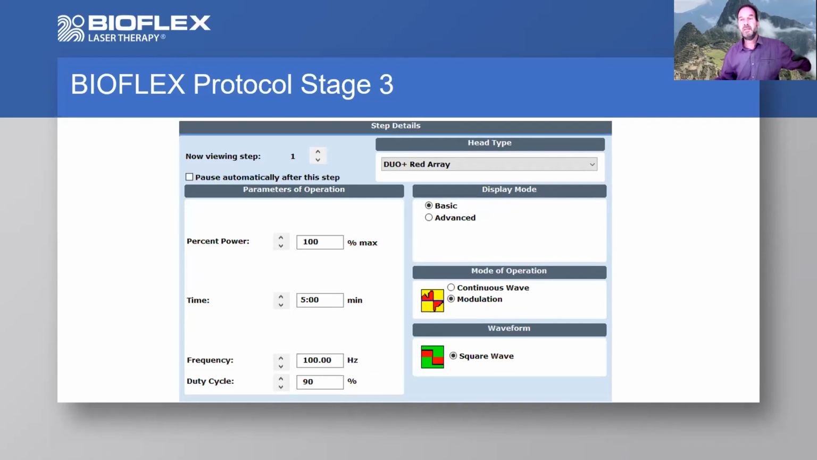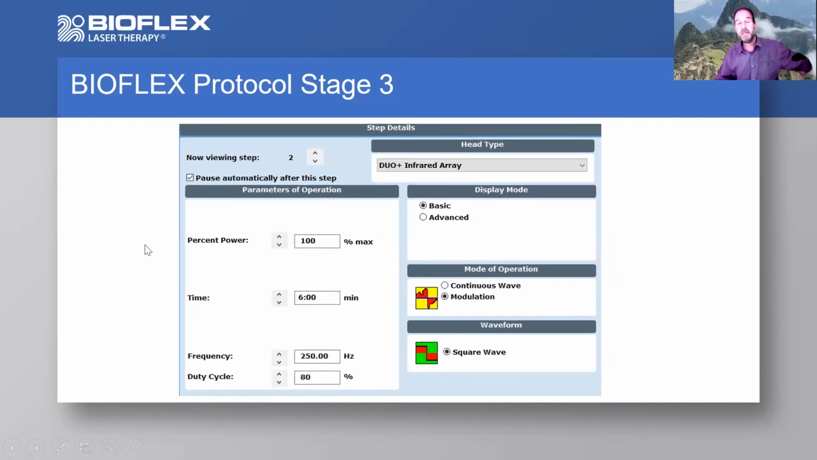It's just ridiculous to think that someone's going to have a great result in such a few sessions when you're dealing with a chronic problem, right? The stage 3 is a really high stimulatory stage. The red is 100 hertz, cycles per second, 90% duty cycle. Same time frame, 5 minutes.